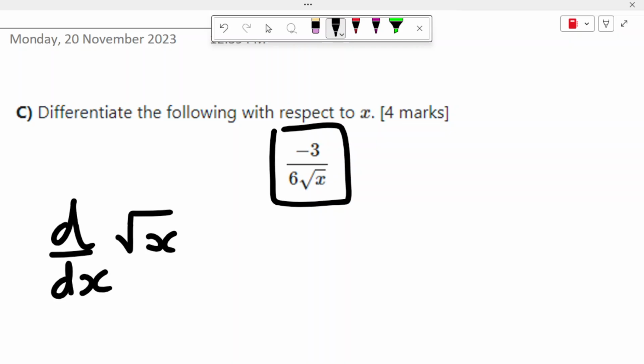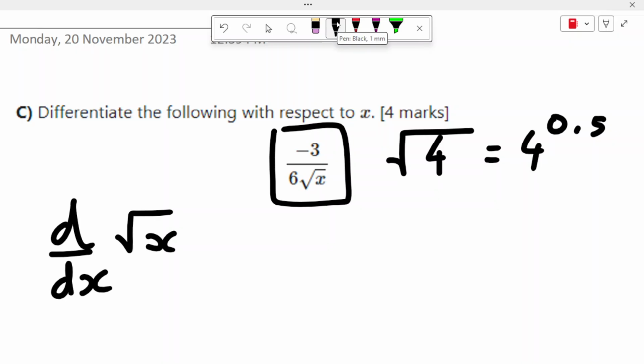If you want to find the gradient, aka differentiate the square root of x, it is kind of tricky when it's in that form. But there's this rule that if you square root anything, let's say the square root of 4, well, that's like saying 4 to the power of 0.5. So chuck it in your calculator. What is the square root of 4? Hopefully you all know that it is equal to 2.